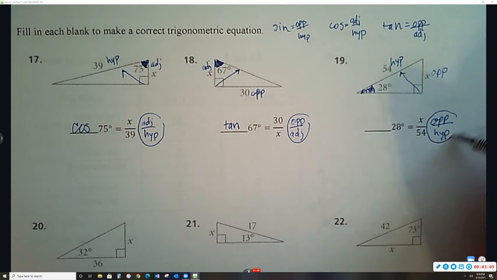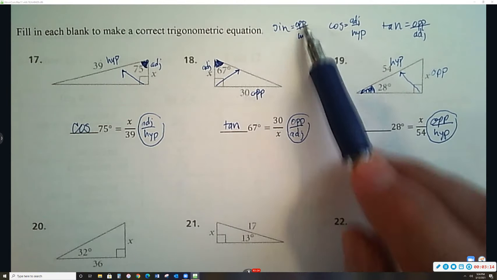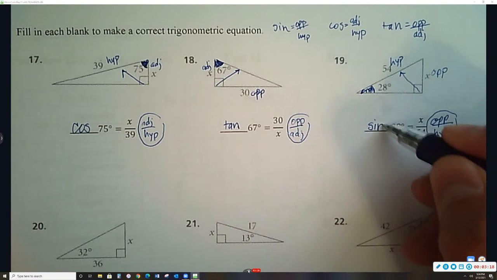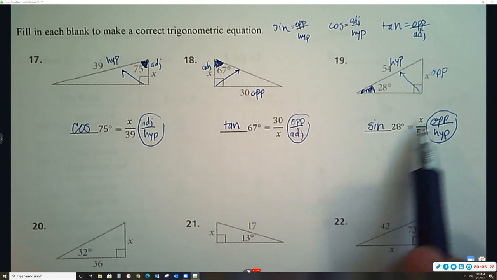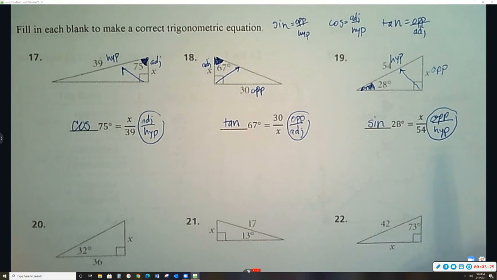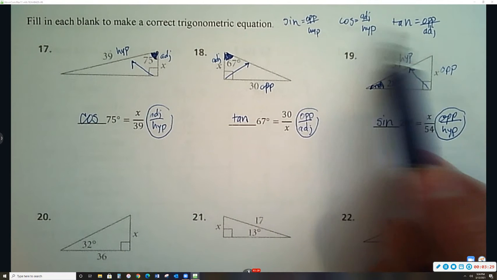Again, if you look for that ratio, opposite over adjacent, not that one. Opposite over hypotenuse, this is the one we're looking for. Sine. Sine of 28 degrees is opposite over hypotenuse. Okay? So we're going to do the same thing for the last three. You're not going to be able to see this anymore, but just keep that in mind. You should have that written down on your paper anyway.